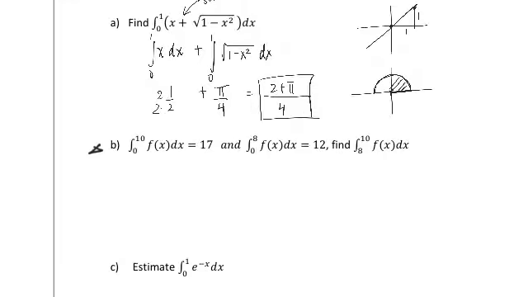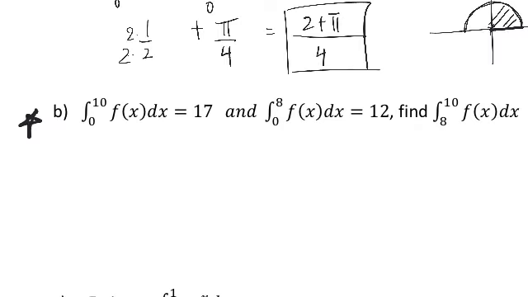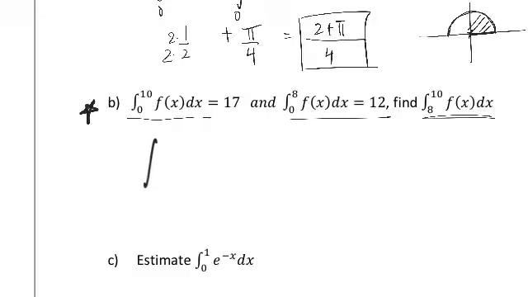Okay, this b here is actually an example of the add intervals property, because look at this integral that we're given, 0 to 10. We're given that the integral from 0 to 10 of f of x dx is 17, which means the area between the graph of f of x and the x-axis going from x equals 0 to x equals 10 is 17. This integral means the area between the graph of f and the x-axis going from 0 to 8 is 12. And you're asked to find the area between the graph of f and the x-axis going from 8 to 10.